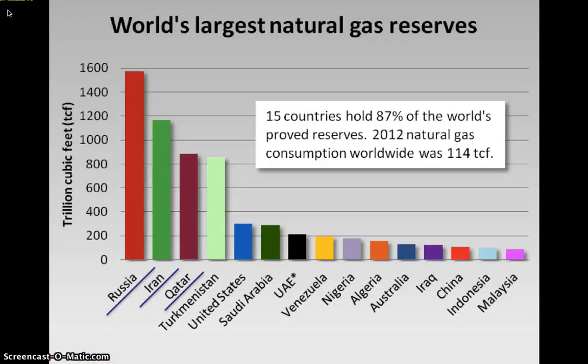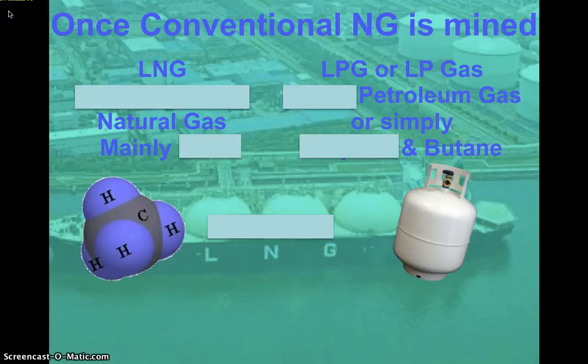Who holds the largest reserves? Basically, Russia, Iran, Qatar are the three top leading reserve holders, although there's a lot of differences taking place because of unconventional methods of extraction. But technically, no matter where you look, that's who pretty much has the most natural gas reserves.